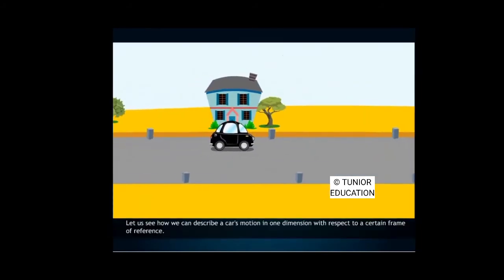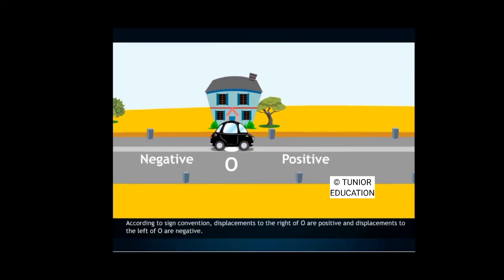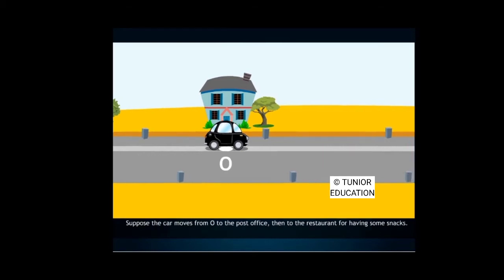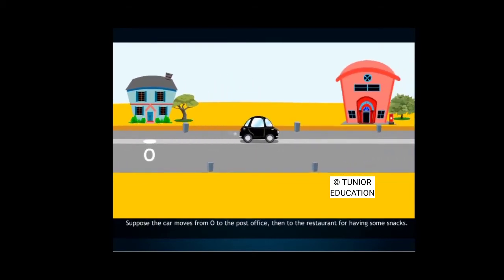Let's see how we can describe a car's motion in one dimension with respect to a certain frame of reference. The first thing that we need to do is to consider the frame of reference. The frame of reference is that point from where the car starts moving. This point is known as origin O at t equals 0, x equals 0. According to sign convention, displacements to the right of O are positive and displacements to the left of O are negative.